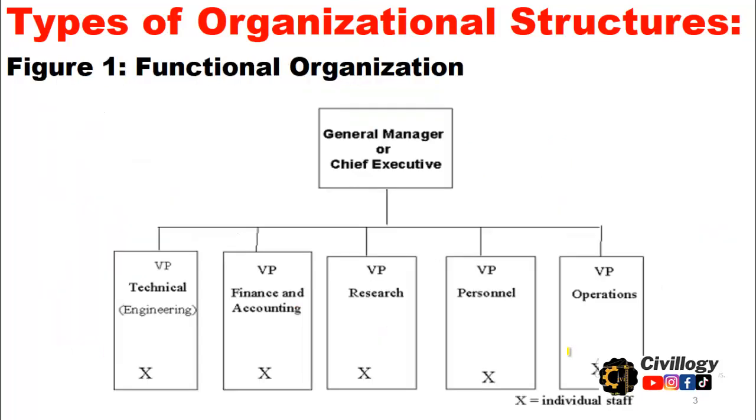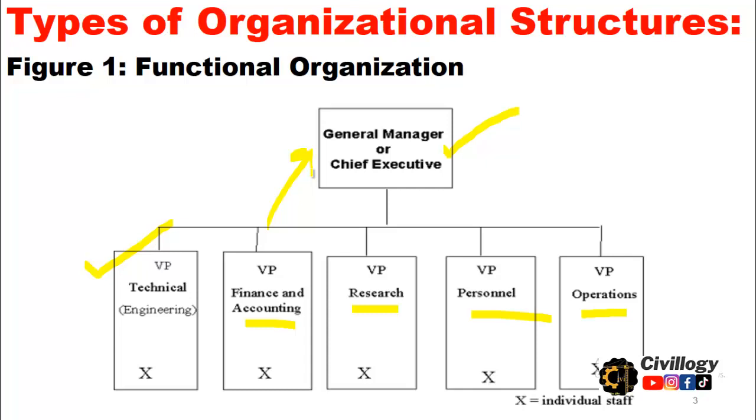administration. As you can see over here in this chart, at the top is the top management, you can say general management or chief executive, and there are different functional units such as technical or engineering unit, finance and accounting, research unit, personnel and operations unit, and these different units are directly responsible to the general manager or chief executive, and they are directed to report directly to the general manager. So this is the simple functional organization.